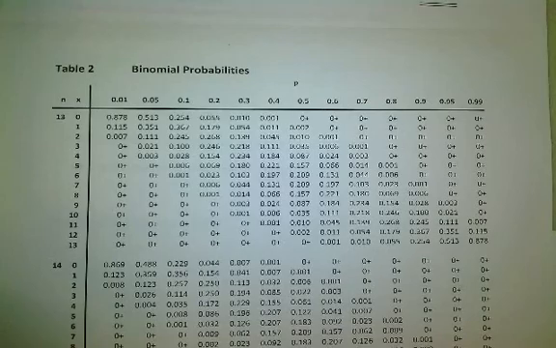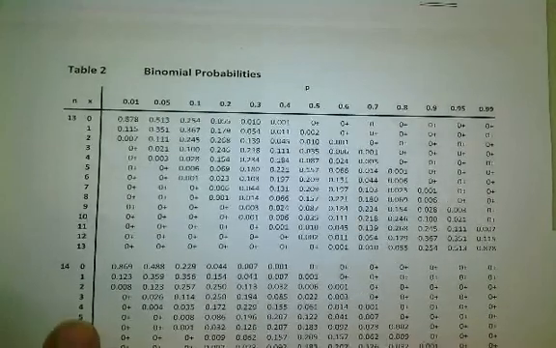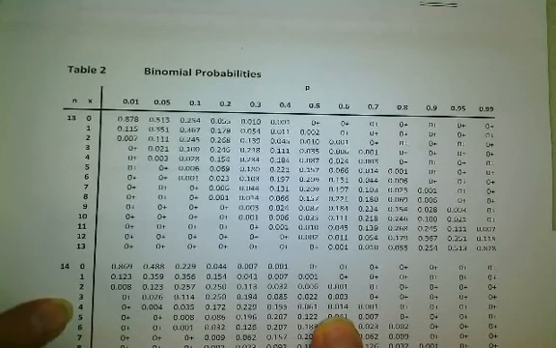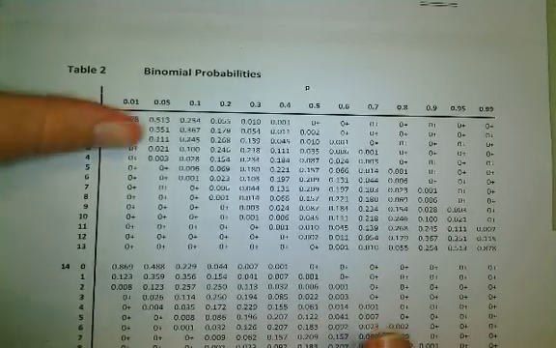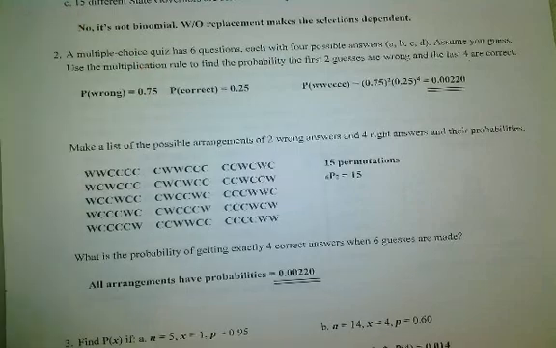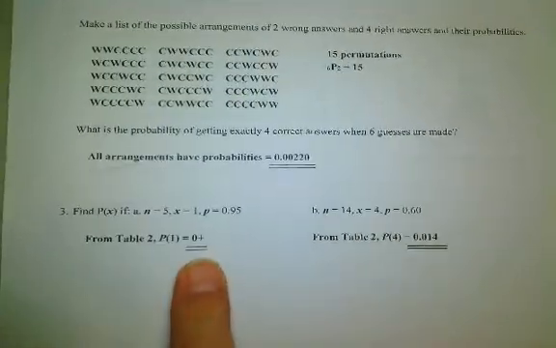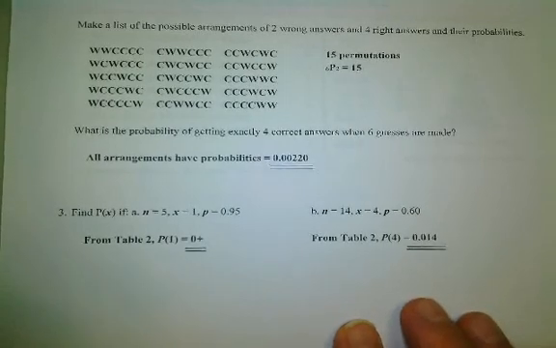And then n is 14. We want 4 of those. We want the 0.6 case. So there's the 0.6. N is 4 out of 14, 0.014. So using the tables, this one came out 0 plus, which means it's less than 0.001. This one came out 0.014 using the table. Very fast if you have the table.